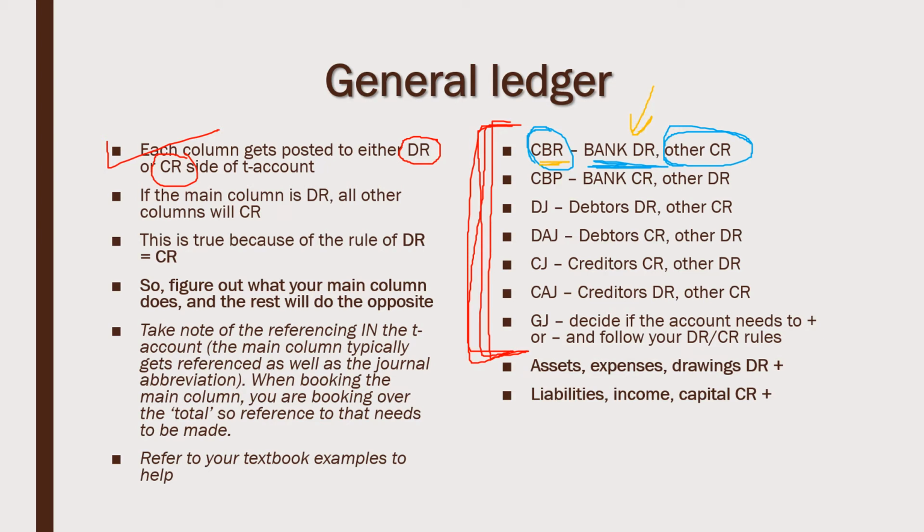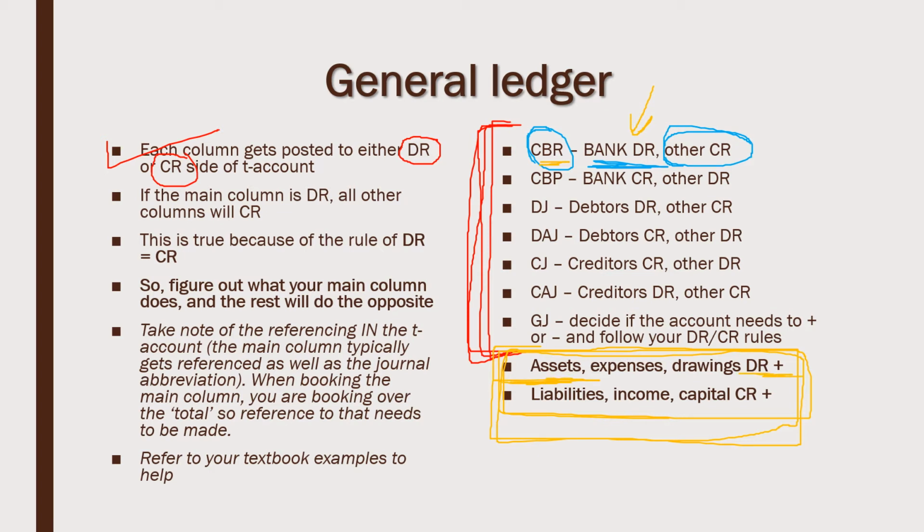The reason why I'm very confident that bank will debit in this journal is because of this thing over here at the bottom that we introduced to you in Learning Unit 2. The reason is that whole system of assets, expenses, and drawings are debit plus accounts, where liabilities, income, and capital are credit plus accounts. So with this key, I can say that in my CBR I'm receiving money, that means bank is going up. Bank is an asset, so it's a debit. You can see this over here.